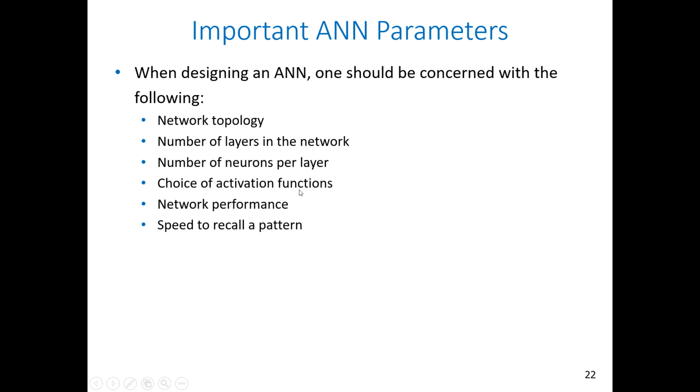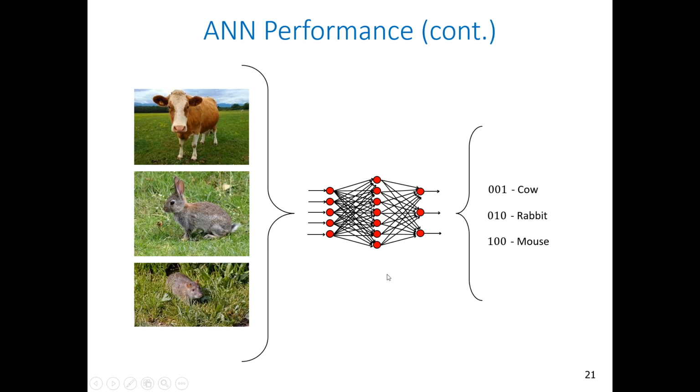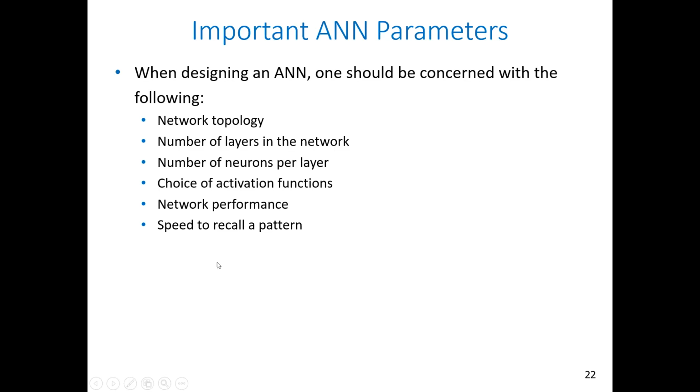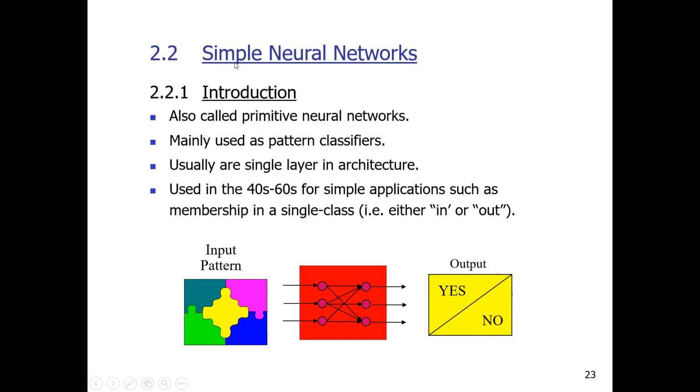Choice of activation functions. There are a number of types of activation functions that you can choose from. Network performance, speed to recall a pattern. Of course, if you have a huge artificial neural network with many layers and many neurons, then when you give an input, it will take fractions of a second to get the output. So if you are dealing with a real-time application, you have to consider the speed of getting the output from the input. So let's look at some simple neural networks.